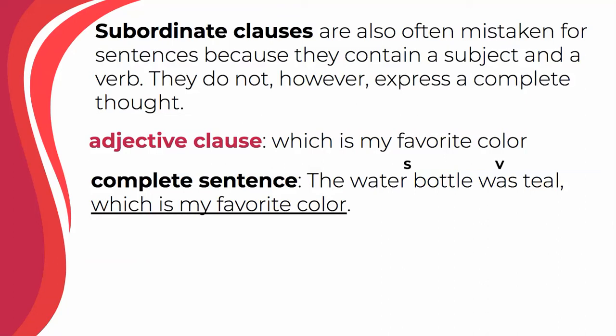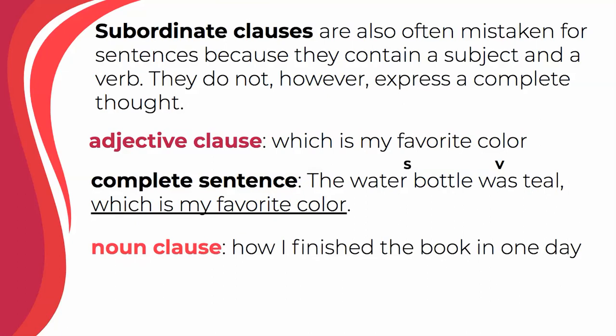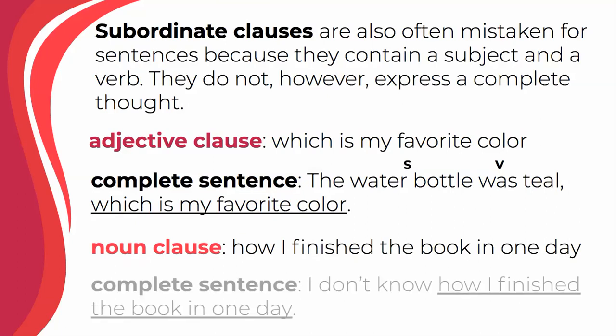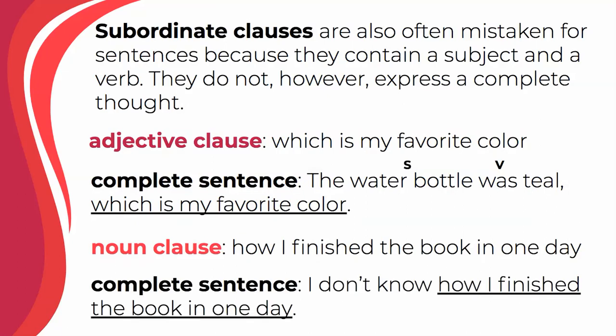Water bottle is the subject, was is the verb, and the underlined clause describes teal. That's what makes it an adjective clause. Here's a noun clause: how I finished the book in one day. Complete the thought: I don't know how I finished the book in one day.